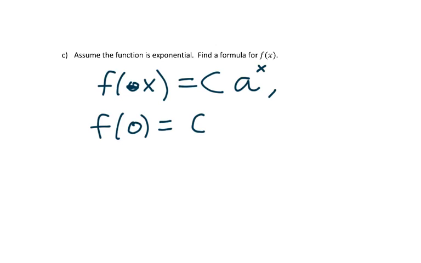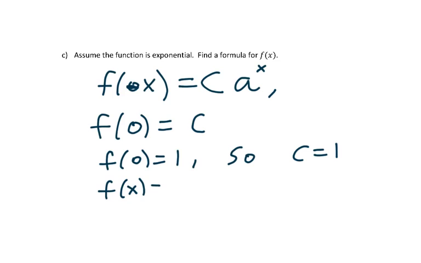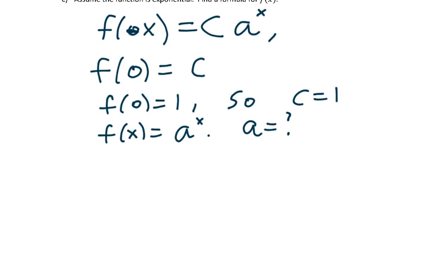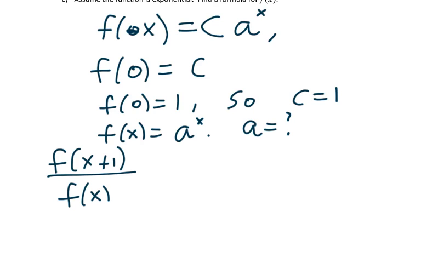Now from the table, again, the table was in the notes, we have that f of 0 is equal to 1. So in this case, c must be 1. So right away, that tells us that f of x is a to the x. But now the question is, how do you get a? Well, going back to that theorem, we have f of x plus 1 divided by f of x is equal to a.